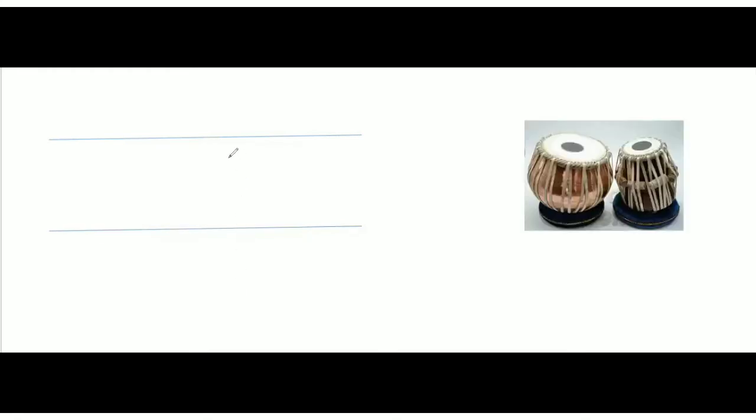Moving on to the next letter, we have the letter T. Make a straight standing line. From between, make a sleeping line like this and a line going down like this and a sleeping line on the top. This is the letter T. T. Say tabla. Tabla is another kind of musical instrument. Letter T.